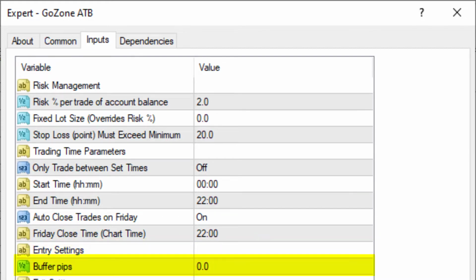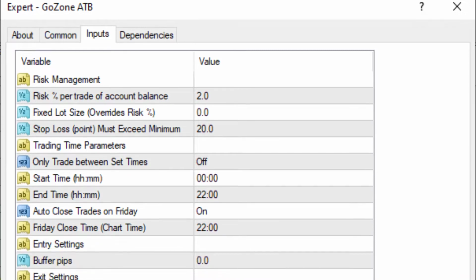Buffer pips. Every entry is done by confirmation, which means the confirmation candle must trade higher or lower than the setup candle depending on the direction of the GoZone ATB indicator. The buffer pips is how much above or below the setup candle the market must trade before the ATB triggers your entry. On slow-moving markets, this may be set as 0. On fast-moving markets or longer time frames, you may want to set it at 1 to 5 points. Again, this is up to you, the market you trade, and the time frame you're trading.